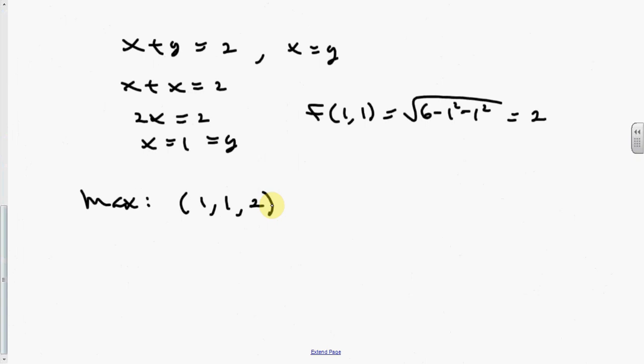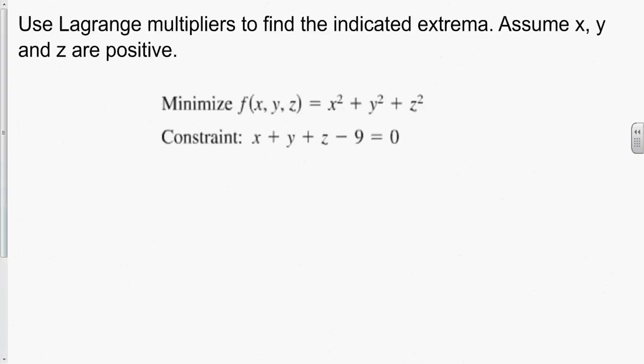All right. Let's see. Now let me work this one. This guy involves x, y, and z now. So use Lagrange multipliers to find the indicated extrema. Assume x, y, and z are positive. I'll work this one and then you work the next one. I won't work the next one, I'll just give you the answer. So I'm just going to go straight to it.